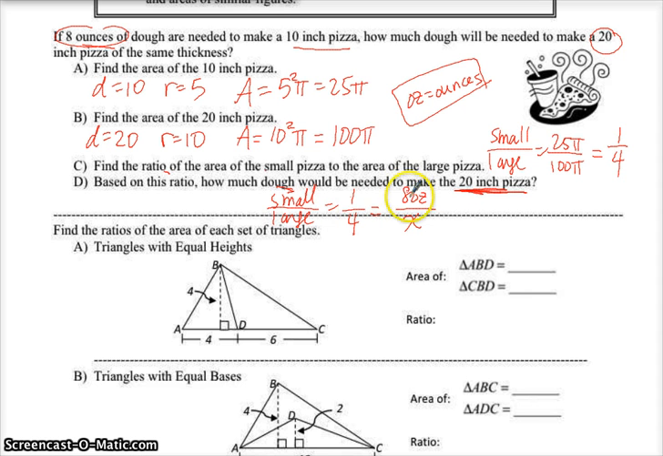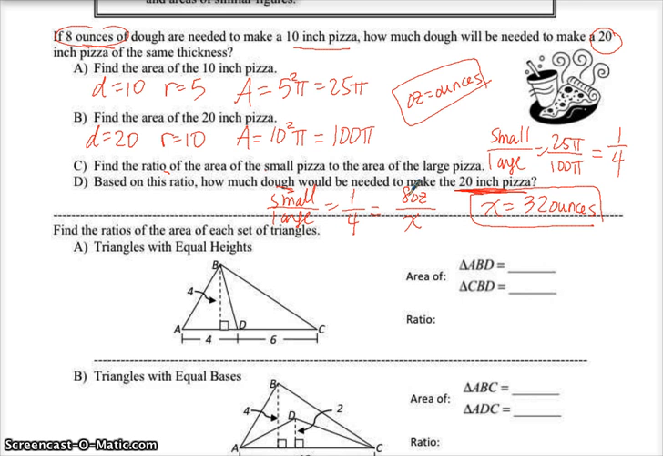So I'm just going to cross multiply. 1 times x is x, 4 times 8 is 32. So we would need 32 ounces to make the large pizza. Or in other words, we're just going to multiply that by 4 because the area is 4 times bigger, therefore we're going to need 4 times as much dough.